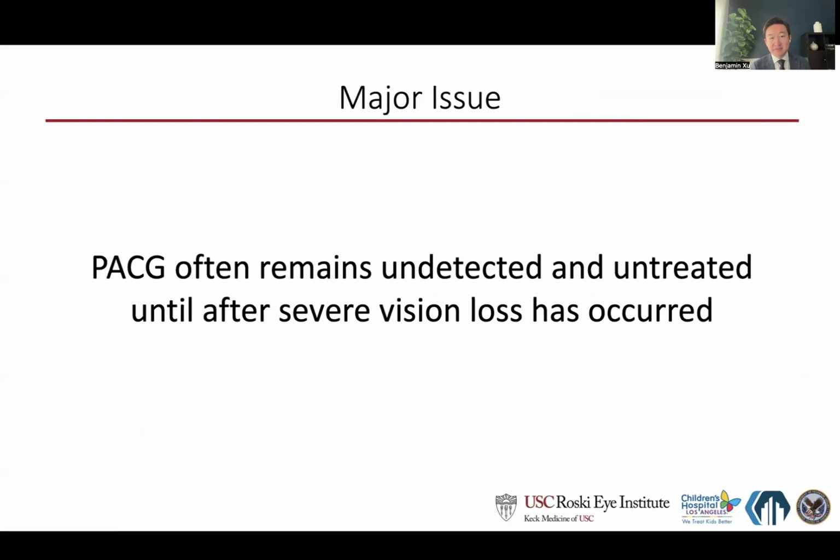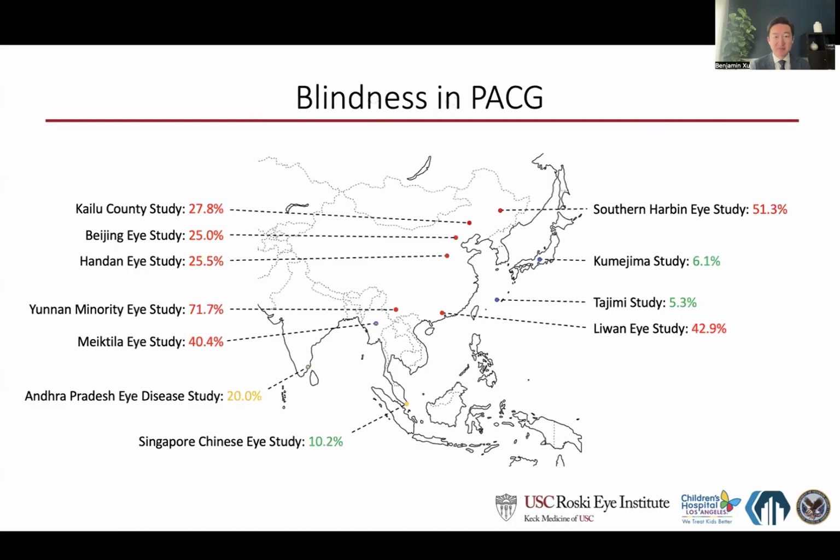These data convey a major issue in the field of angle closure, which is that PACG often remains undetected and untreated until after severe vision loss has occurred. This figure shows the prevalence of blindness related to PACG based on data from population-based epidemiological studies conducted in Asia. We can see that in most Asian regions, the prevalence of blindness exceeds 25%. The rare exceptions to this rule occur in countries with better access to eye care and cataract surgery, such as in Japan and Singapore.